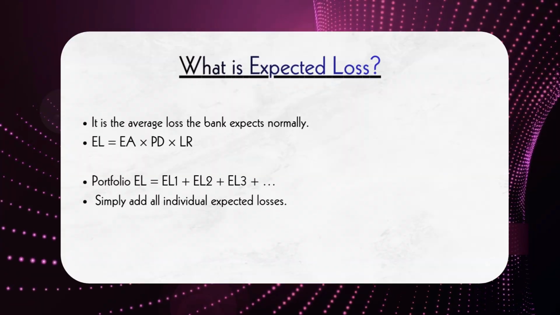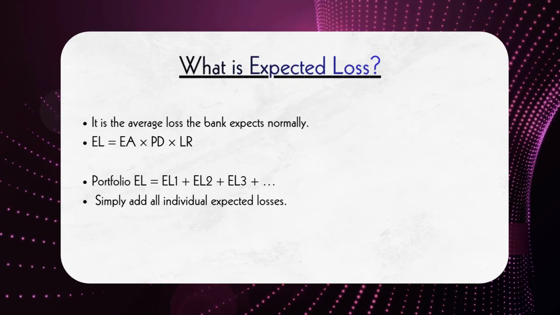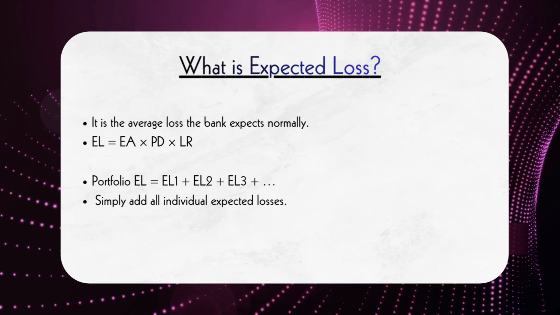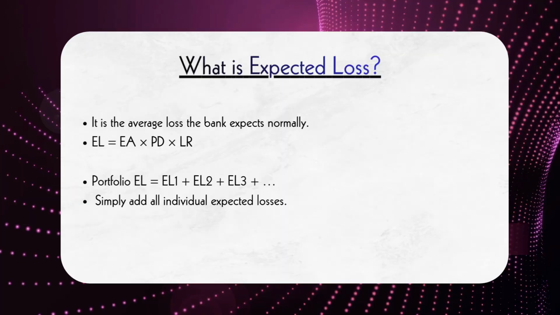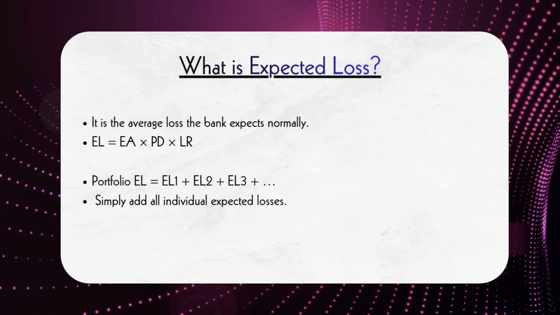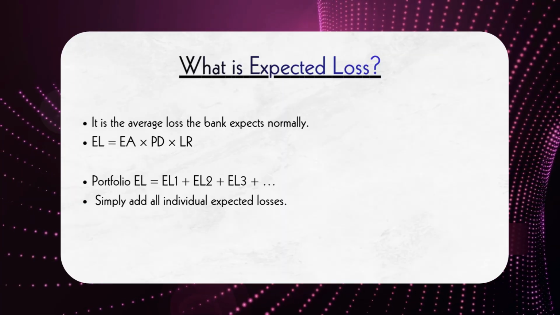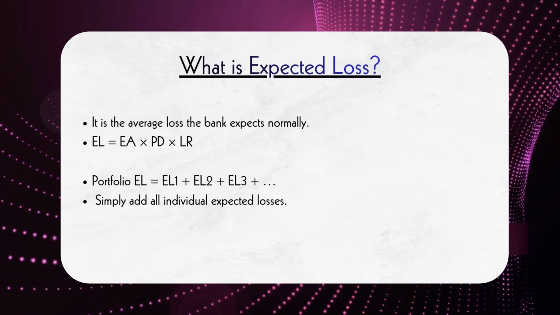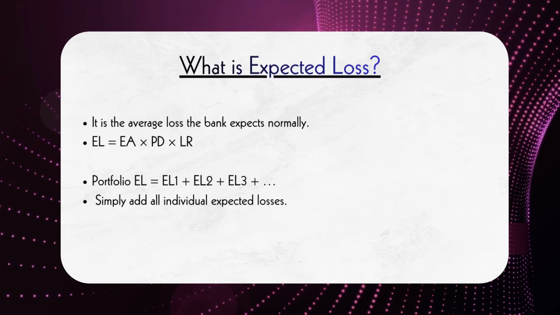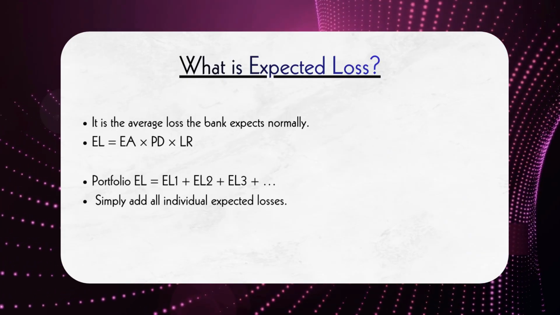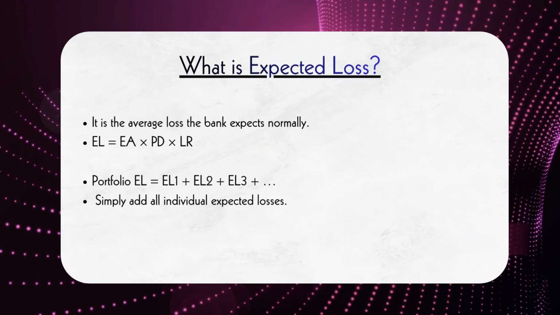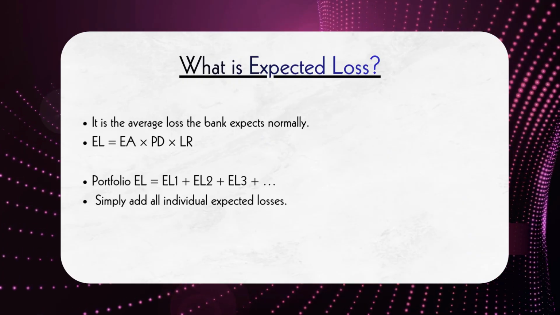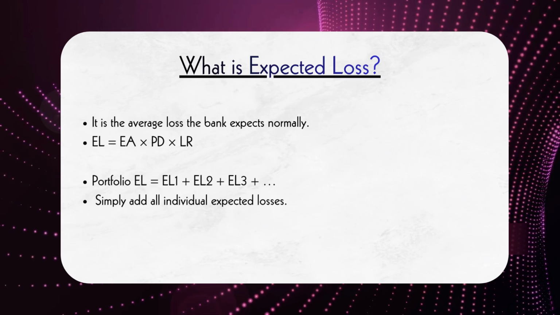When we talk about credit risk in a portfolio, there are two very important concepts: expected loss and unexpected loss. Let's start with expected loss. Expected loss is the average loss a bank expects to face in normal conditions. It is predictable. It is calculated using three things: exposure amount, probability of default, and loss rate. The formula is simple: expected loss equals exposure multiplied by probability of default multiplied by loss rate.